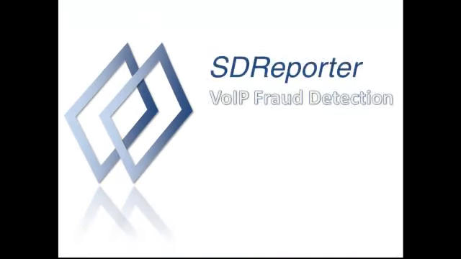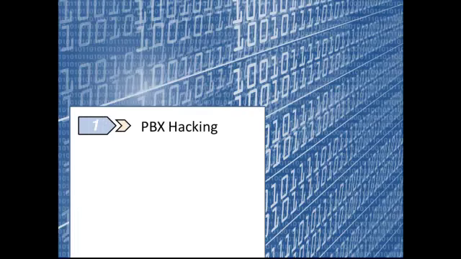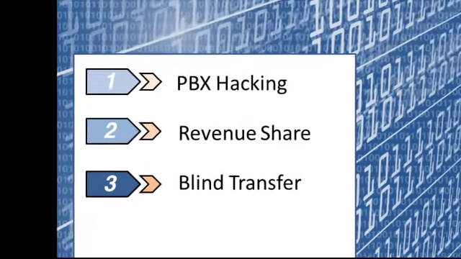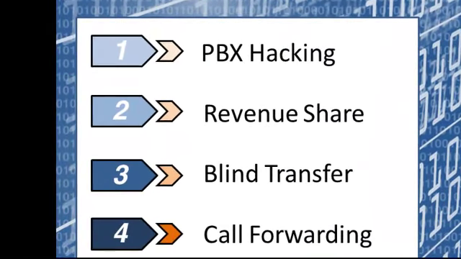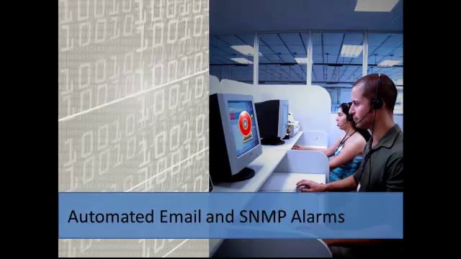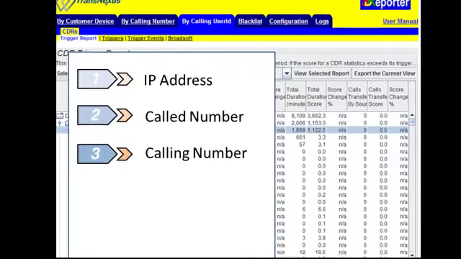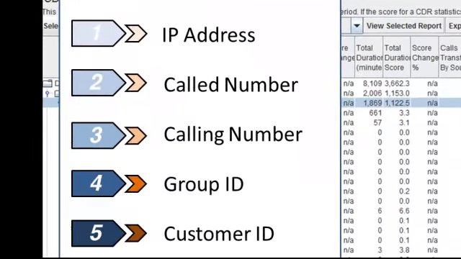SDReporter from TransNexus is a robust voice over IP fraud detection solution for Acme Packet Session Border Controllers, BroadWorks, Cisco CallManager, and Metaswitch Perimeta. SDReporter stops fraud losses from PBX hacking, revenue sharing fraud, blind transfer fraud, call forwarding fraud, and more. It simply analyzes call detail records for suspicious activity and automatically sends email and SNMP alarms when fraud is identified. SDReporter can detect fraud by IP address, called number, calling number, group ID, and customer ID.